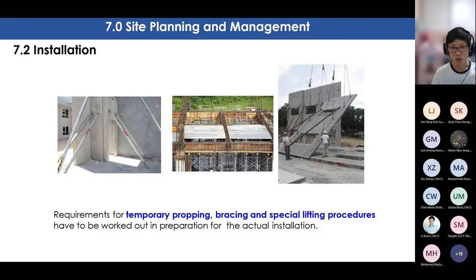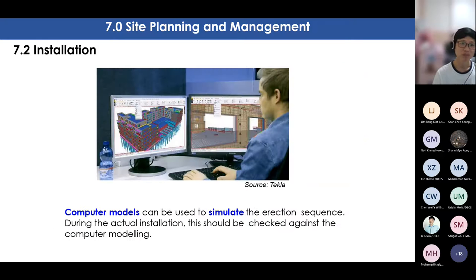So for installation of the wall, definitely you need to have temporary propping, as you can see in the picture. And some precast columns, depending on the design, may need propping. Some precast beams also may need propping. So it depends on the design. You have to have a lifting procedure and an installation sequence prepared. Normally you can use the BIM model to simulate the installation sequence.